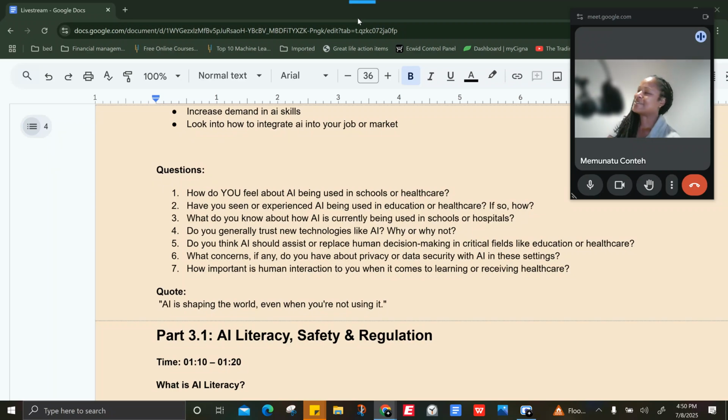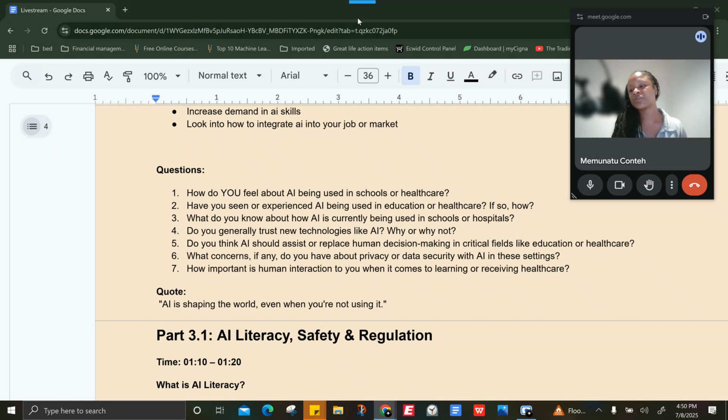How important is human interaction to you when it comes to learning or receiving healthcare? Does it matter to you? Or are you fine with doing telehealth all your life? Are you fine with learning and receiving information all your life through the internet or the computer? Or do you work better learning in person where somebody's showing you something? Or do you prefer that your doctor actually checks your blood pressure and is there to see you physically? How important is that to you?